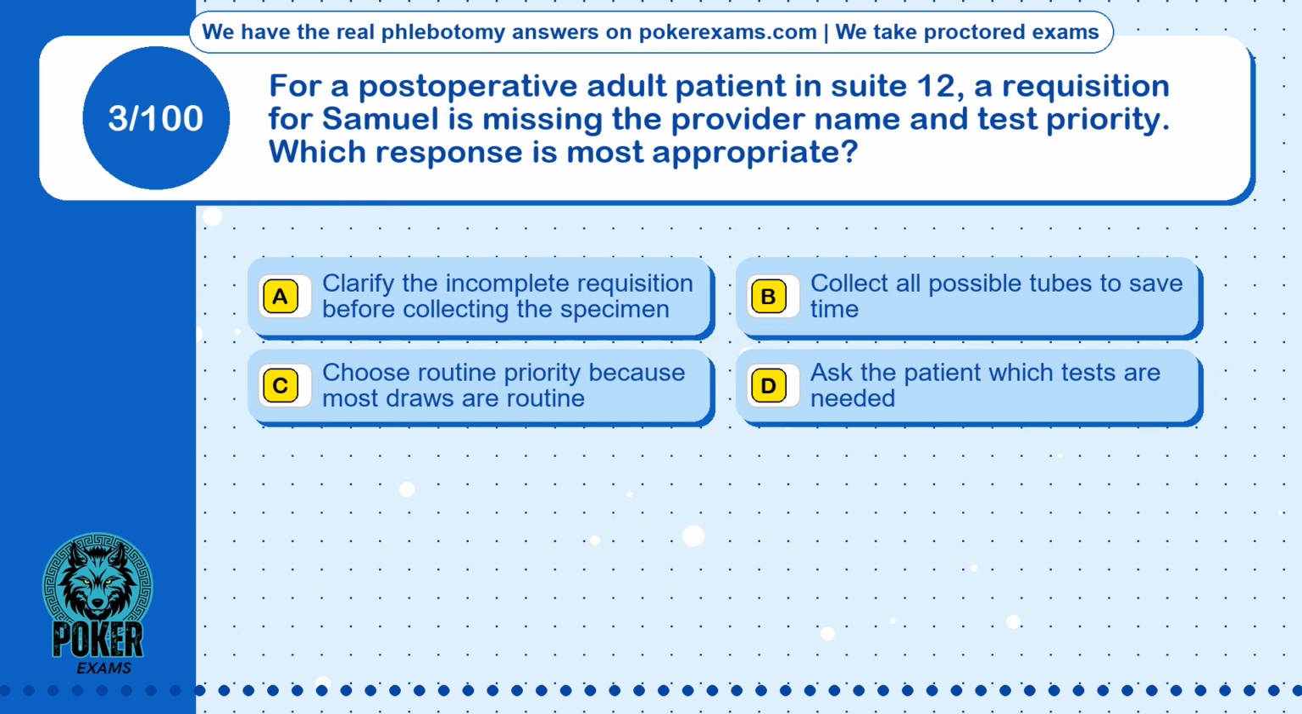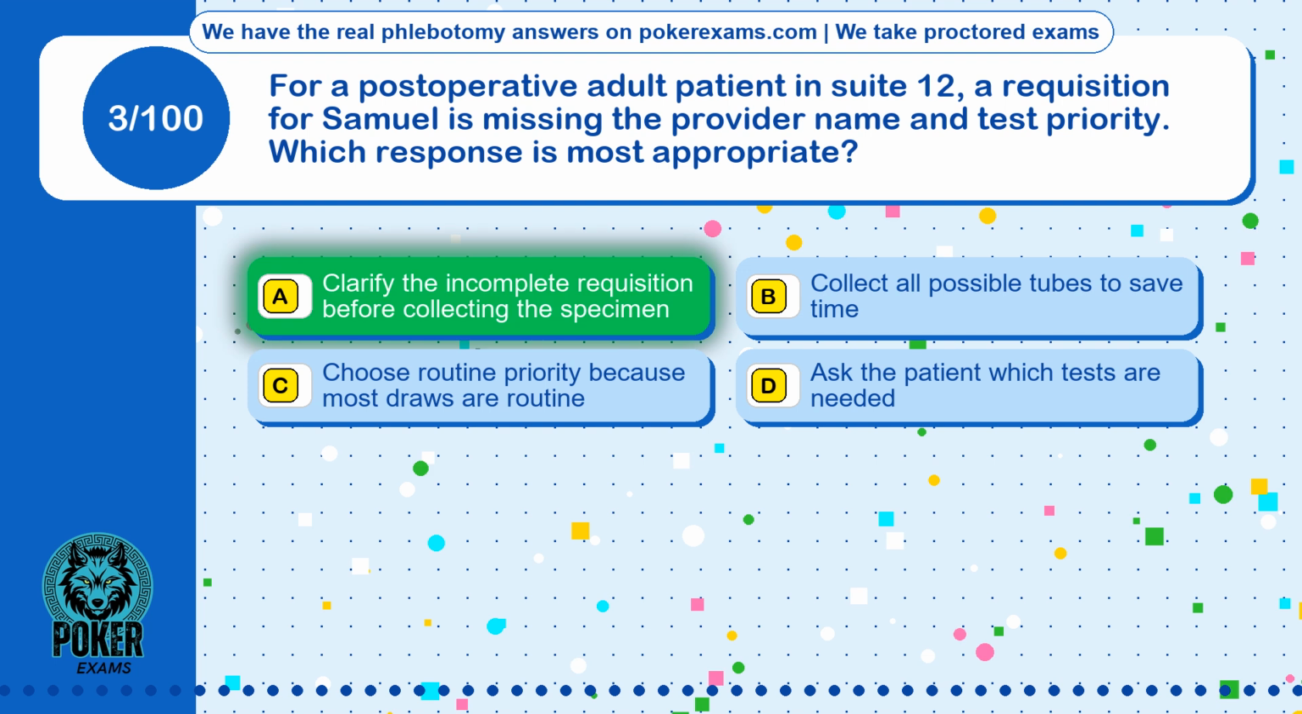Question 3. For a postoperative adult patient in Suite 12, a requisition for Samuel is missing the provider name and test priority. Which response is most appropriate? Option A. Clarify the incomplete requisition before collecting the specimen. Option B. Collect all possible tubes to save time. Option C. Choose routine priority because most draws are routine. Option D. Ask the patient which tests are needed.